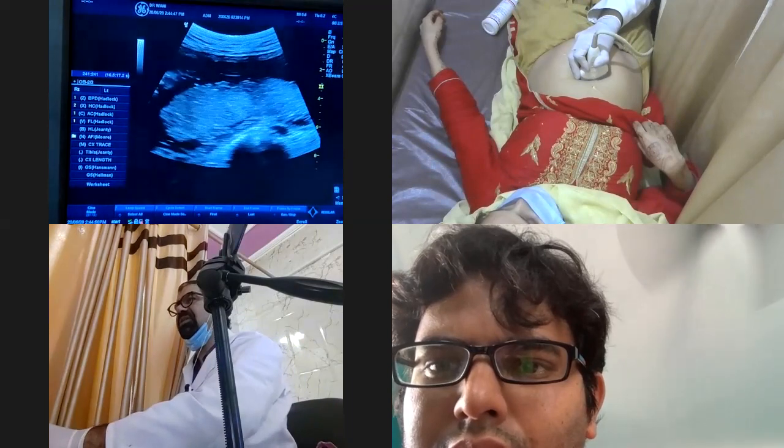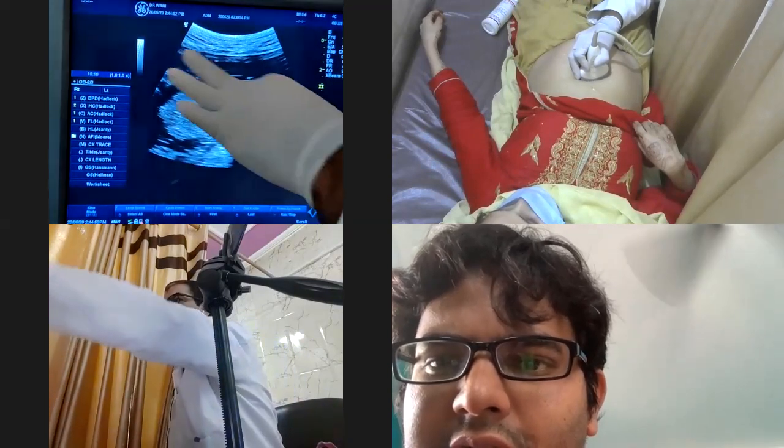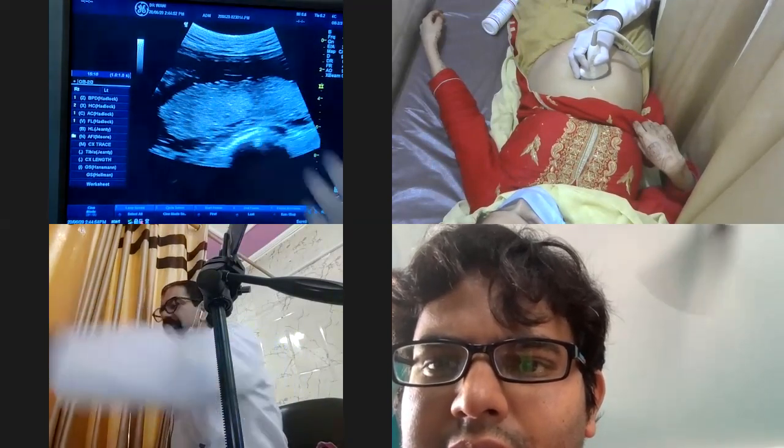This is the posterior placenta. Now see, it is not coming on the top, so it will be a posterior placenta.